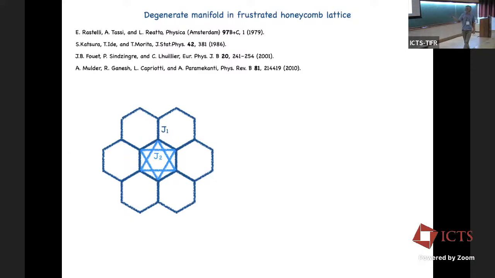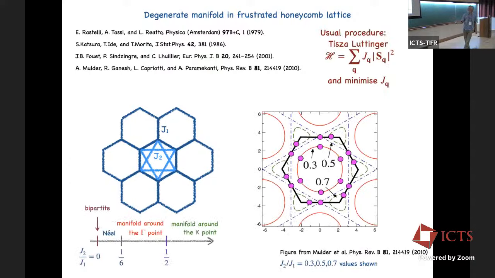Yeah. So the honeycomb lattice is represented here. It is made of hexagons. Hexagons have the first, I mean the nearest neighbor sides are J1, the second neighbor sides are here, the J2, and the phase diagram as a function of J2 over J1 looks as follows.